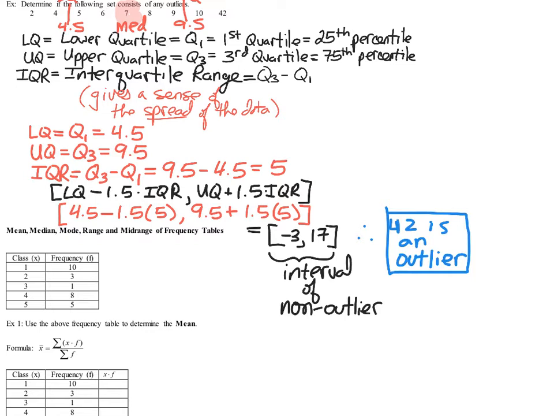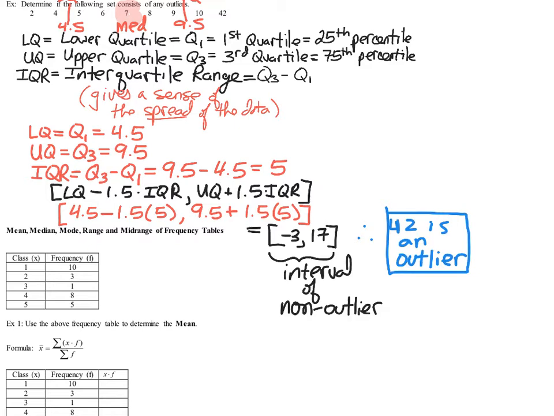Question? So you know 42 is the outlier because of the 17. Right, because this is the interval of good values. Any value that does not fall between these two numbers is going to be an outlier. So any number in the original data set that's lower than the -3 or bigger than the 17 would be considered an outlier. So those brackets, they matter?